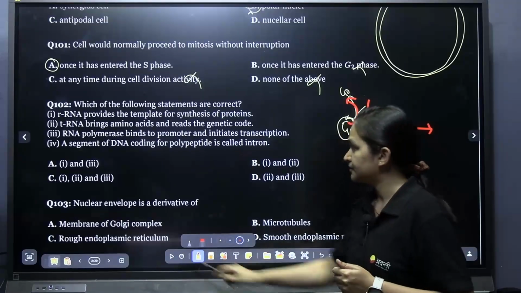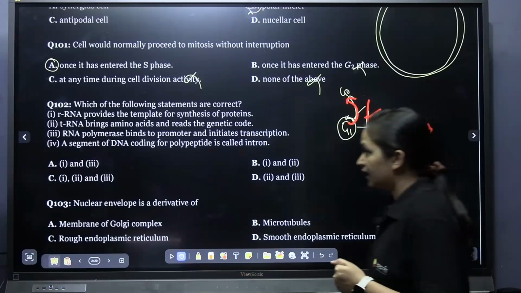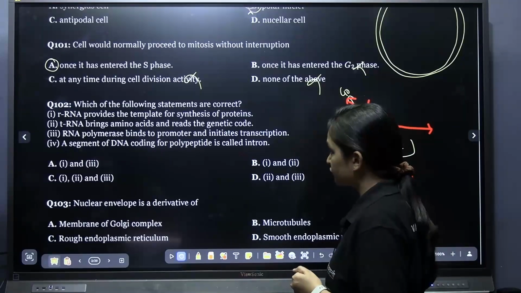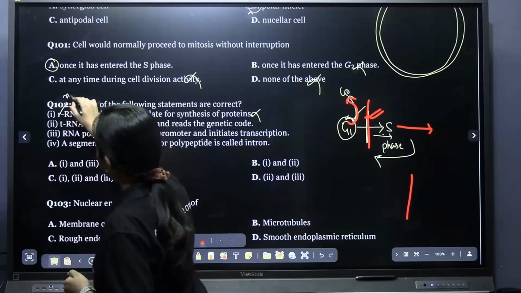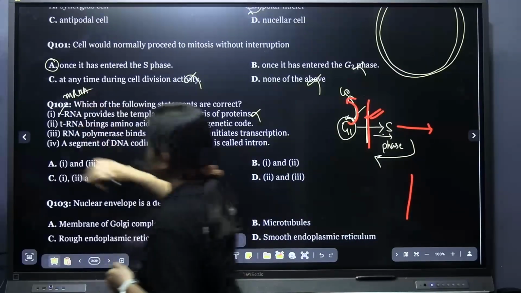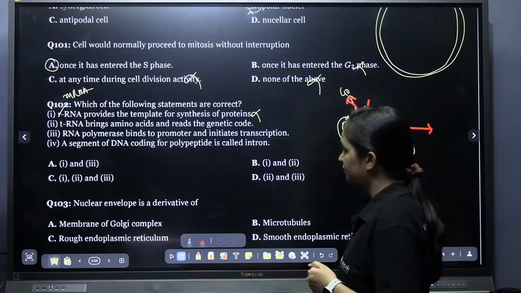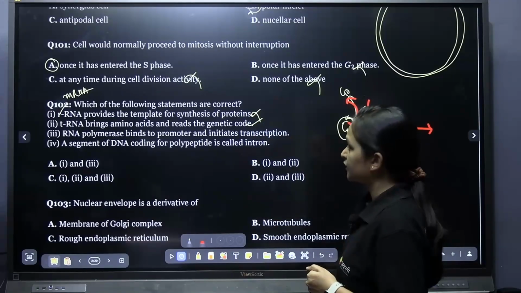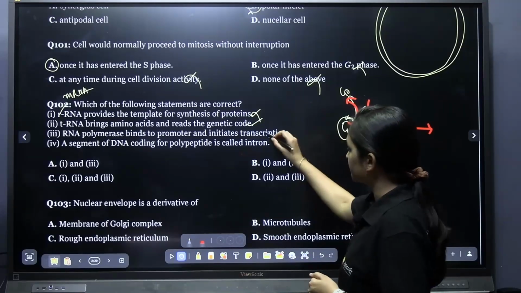Which of the following statements are correct? 1. rRNA provides a template for synthesis of proteins. Is it rRNA? It is actually messenger RNA that provides it. 2. tRNA brings amino acids and reads the genetic code. This statement is correct. 3. RNA polymerase binds to the promoter and initiates transcription. Yes, it is correct.